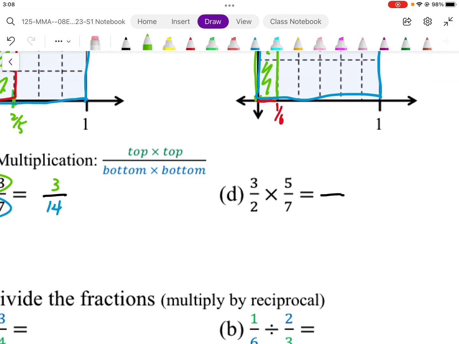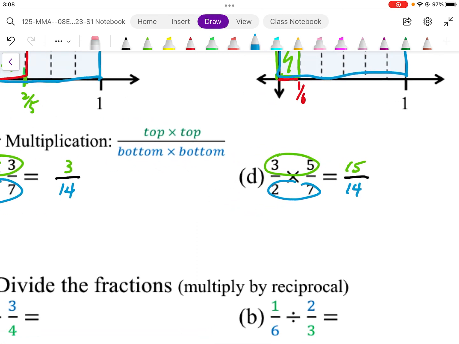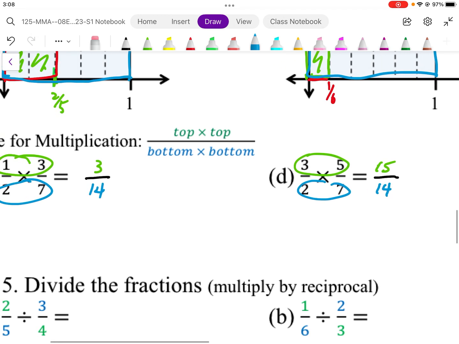Here, top times top, we get 3 times 5. Bottom times bottom, I get 2 times 7, which is 14. And I'm going to leave my answers in this improper fraction form. Okay, you can leave your answer as 15 over 14.